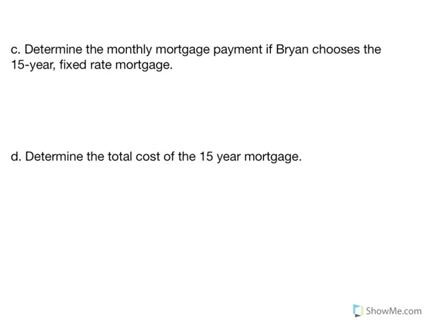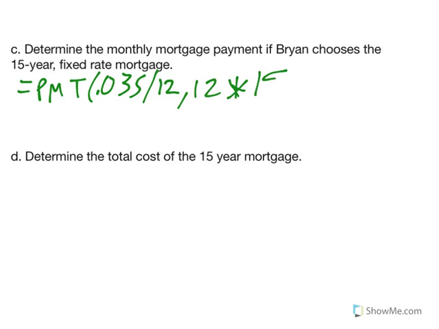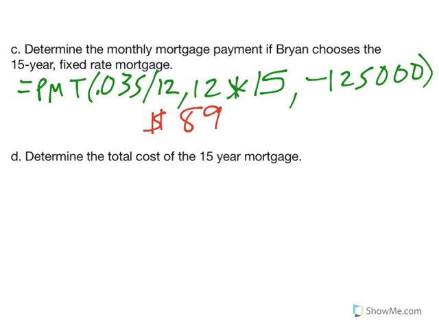So using the equals PMT function, now the rate for the 15 years is 0.035. Again, divide by 12. 12 months in a year. This loan is 15 years. So 15 years, we are still borrowing $125,000. So if you type that into Excel, you will come up with a monthly payment of $893.60. So for an extra $280 a month, you will pay off your house in half the time, right?